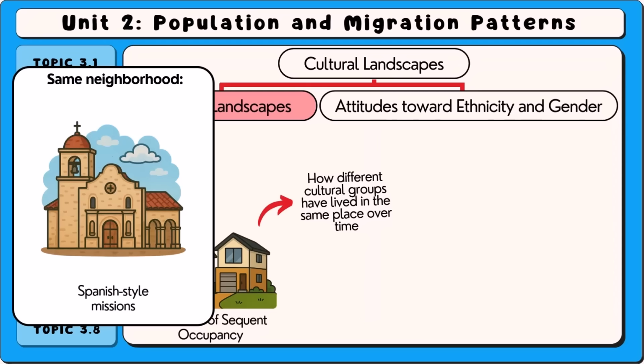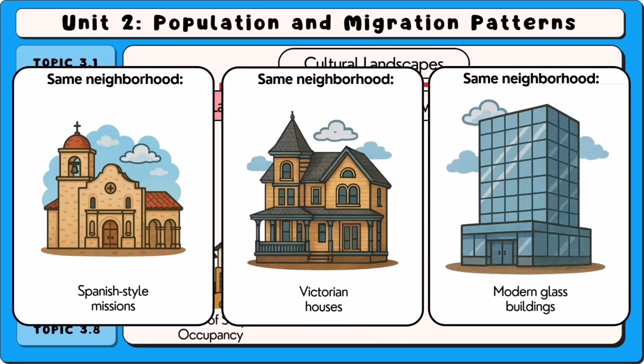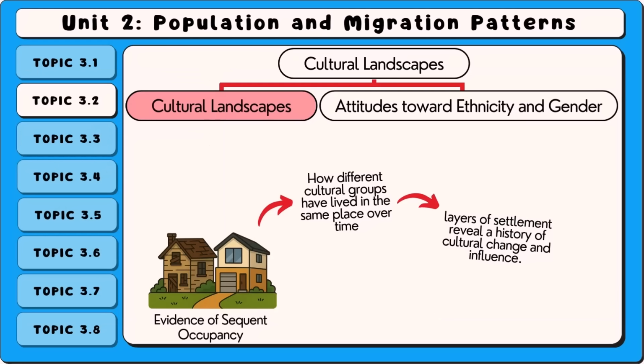Evidence of sequent occupancy shows how different cultural groups have lived in the same place over time. A neighborhood might include Spanish-style missions from one era, Victorian houses from another, and modern glass buildings today. These layers of settlement reveal a history of cultural change and influence.